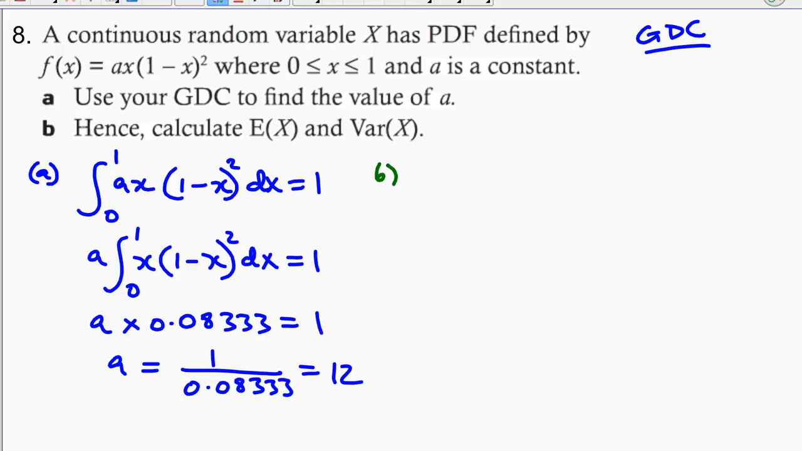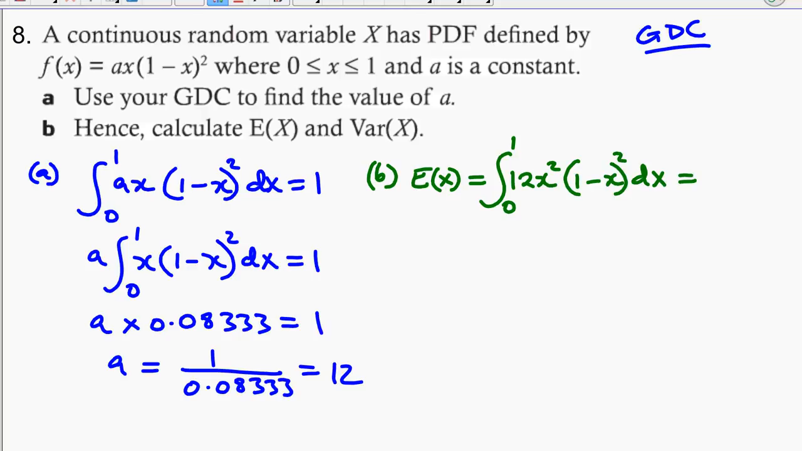Now that I have A, I can work out B, which will be the expected value. Straightforward. Just plug this in your calculator. From 0 to 1, the formula for expected value means you have to multiply x by that integrand. So 12x squared, because A is 12, times 1 minus x squared dx. If you plug that in your calculator, you get 0.4.